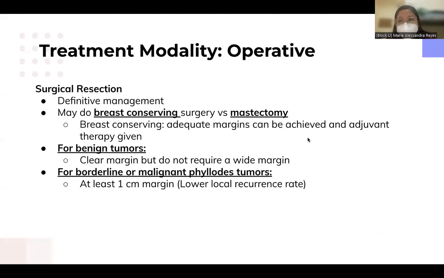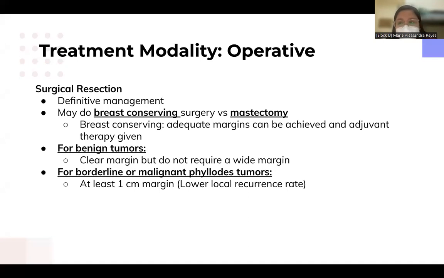So they can do a breast conserving surgery versus a total mastectomy. Breast conserving surgery is done when adequate margins can be achieved. And most of the time, adjuvant therapy is given to ensure that, again, margins are clean.